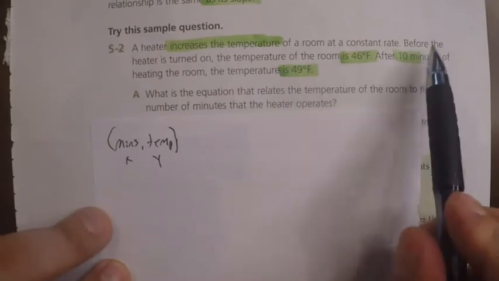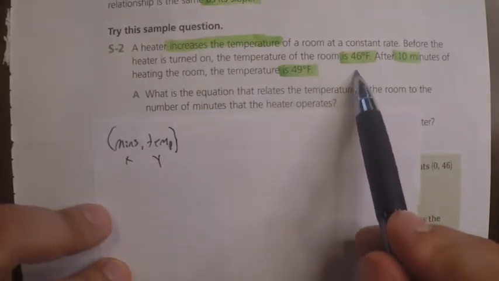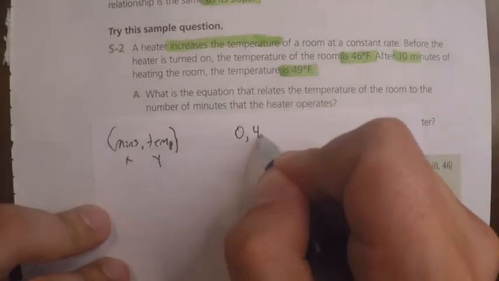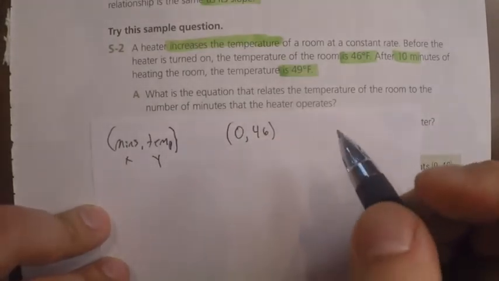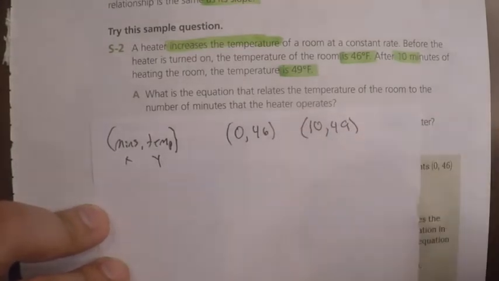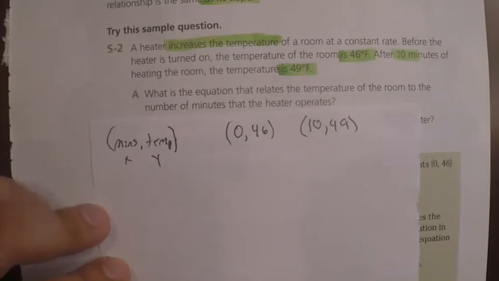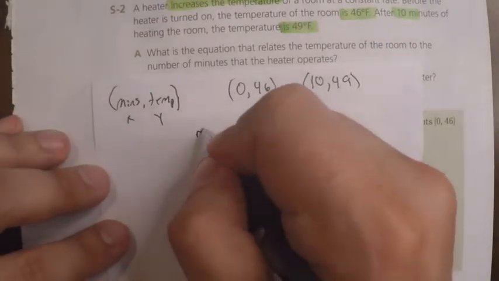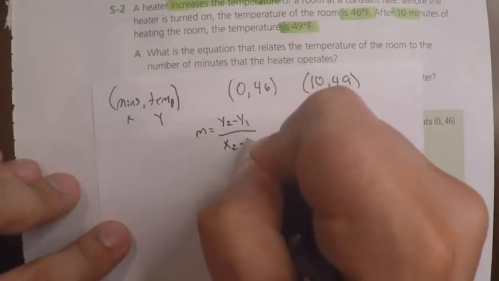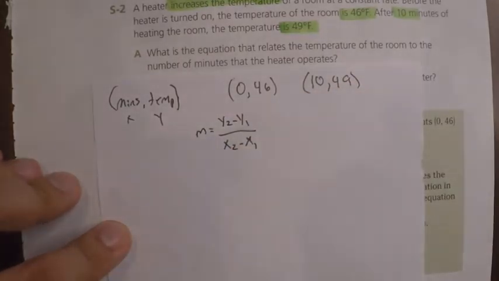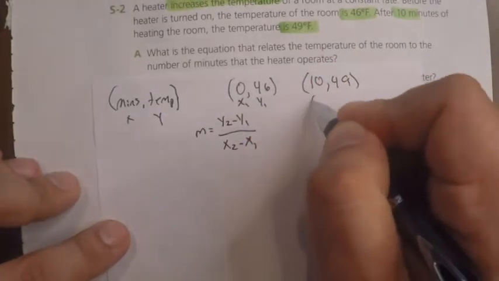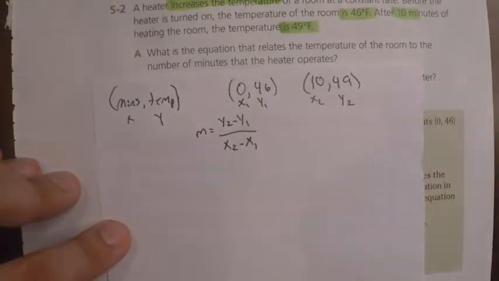The first one says before the heater is turned on, the room is 46 degrees Fahrenheit. So that would be at 0 minutes, it's 46 degrees Fahrenheit. Then after 10 minutes, it's 49 degrees Fahrenheit. So those are the 2 points we're going to use. Then we're going to use the formula for slope: m equals y2 minus y1 over x2 minus x1. In this case, we can label our points x1, y1, x2, y2.